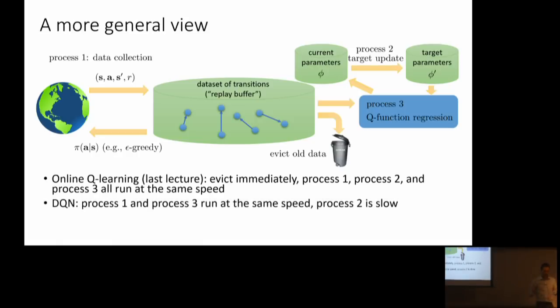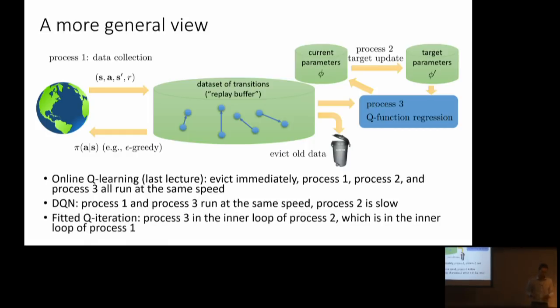The classic deep Q-learning, or DQN, algorithm has process 1 and process 3 run at the same speed. So every time you collect a data point, you also take a gradient step, but not necessarily on the same data. And then process 2, the one that's updating these phis and phi primes, is pretty slow, and the eviction happens after on the order of about 1 million transitions.